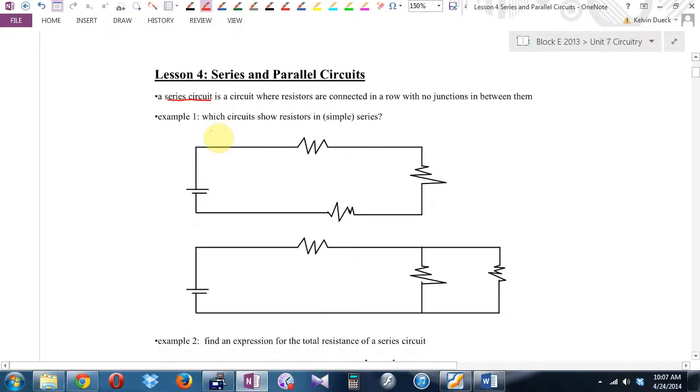Which circuit has resistors in simple series, the top one or the bottom one? Because all the same skiers go through here and here. Here, there's a junction. Does anybody know what we call that type of circuit? That's going to be a parallel section. We'll come back to that, okay? So, not series. That first one is series.